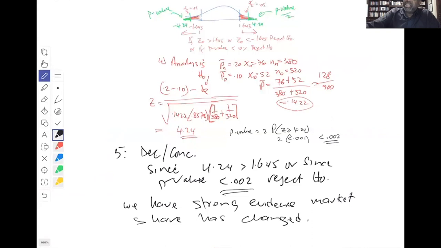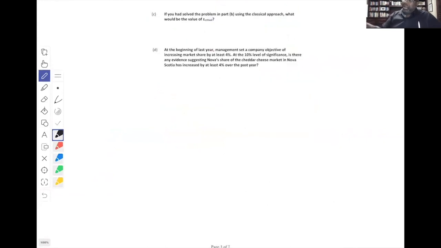The last question is also interesting, which is part C to that. Part C says, at the beginning of last year, management had set a company objective of increasing market share by at least 4%. All right, so let me go to this part right here. That's part D. I'm actually skipping part C, I realize. Part C says, if you solved the problem in part B using the classical approach, what would the value of your Z critical be? Well, you notice that I always find Z critical, which was 1.645, and then you would compare that to Z. So we actually have both the p-value and the critical approach in the last question, so we don't have to do that.